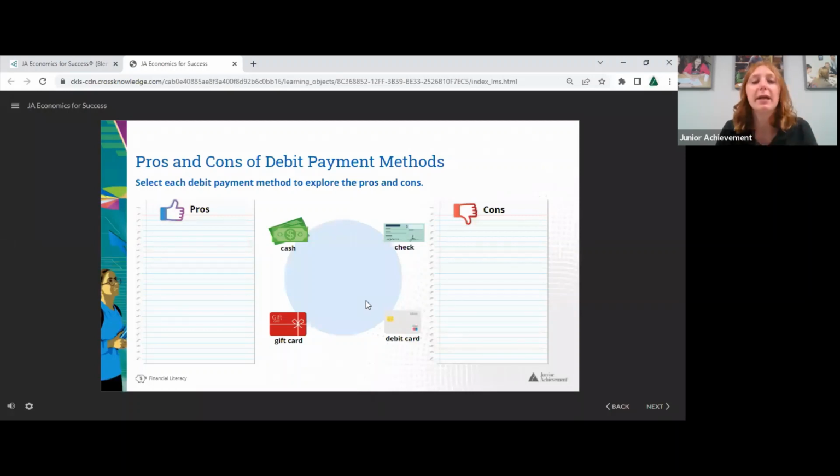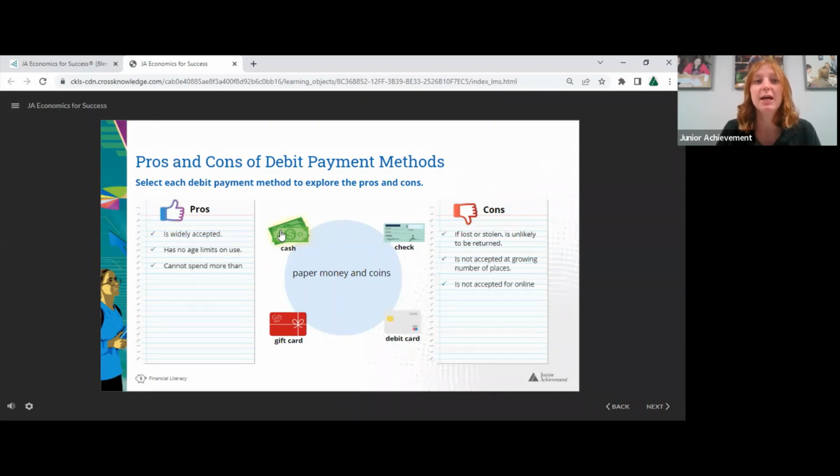Then we're going to go in depth and really talk about all the different payment methods that we just talked about. What I do is I start at the top and I would click on cash. In the middle is going to be the definition of what cash is, and you are going to want to see if it is a vocab word that's on your student worksheets, because if it is, you're going to want the students to fill that out. Then we're going to talk about all the pros and all the cons of using paper money, because we know that every payment method has pros and cons.